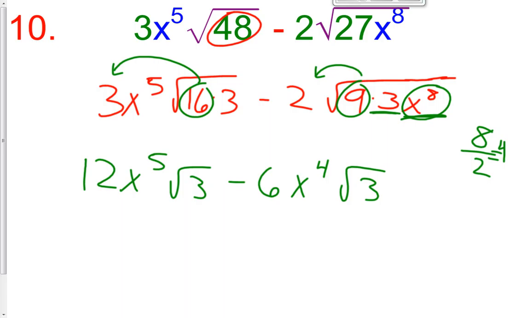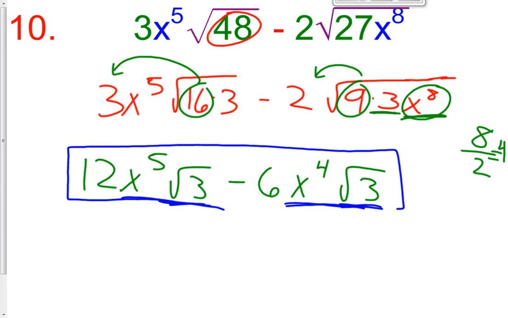Okay, this is where it becomes a little bit tricky, because you want to combine like terms, because you have the square root of 3 and the square root of 3. However, you can only combine x to the 5th square root 3's with other x to the 5th square root 3's. And you can only combine x to the 4th square root 3's with other x to the 4th square root 3's. So in this way, we are done because we can't combine like terms. The radical and the variables have to be identical for us to combine like terms. And they are not, so this is as simplified as we can make it. It's kind of an ugly looking answer, but this is as simplified as we get.